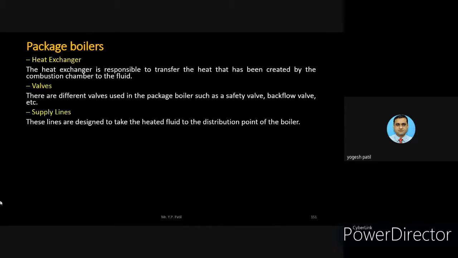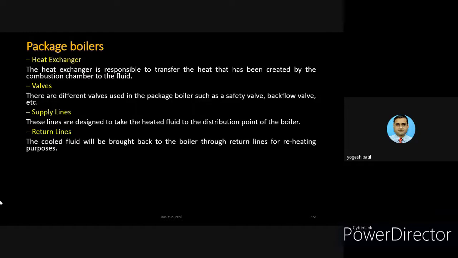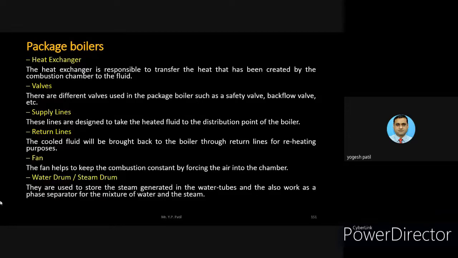There is a supply line designed to take the heated fluid to the distribution points of the boiler. There is a return line, so that the cool fluid will be brought back to the boiler so that it can be reheated. Then there is a fan also, so that the combustion will be constant. This draft fan can continuously give air so that the burner will be continuously burning.